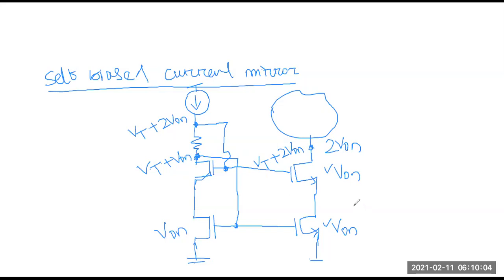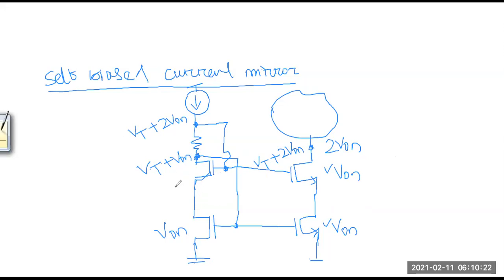Okay. Second thing is output impedance is very high here. Third thing is this is Von, this is Von, so exactly matching. And fourth thing is you are reducing one current source. Okay, this is the final perfect current mirror.